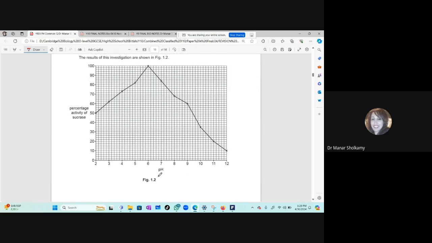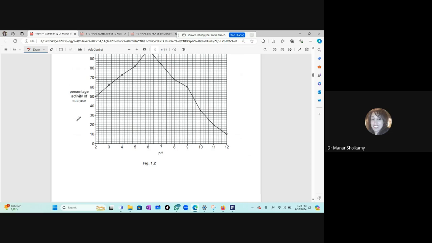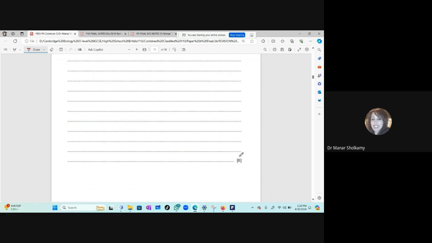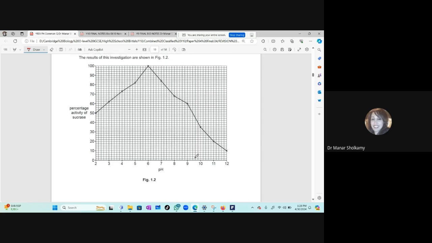Now, here you have the effect of pH on enzyme activity. And then they will ask you, describe and explain the effect of pH on the activity of sucrase shown in the figure. How many marks? 6 marks. Now you will go to the figure, without even going to the figure, what is the effect of pH on the activity of enzymes? What are the 6 marks?